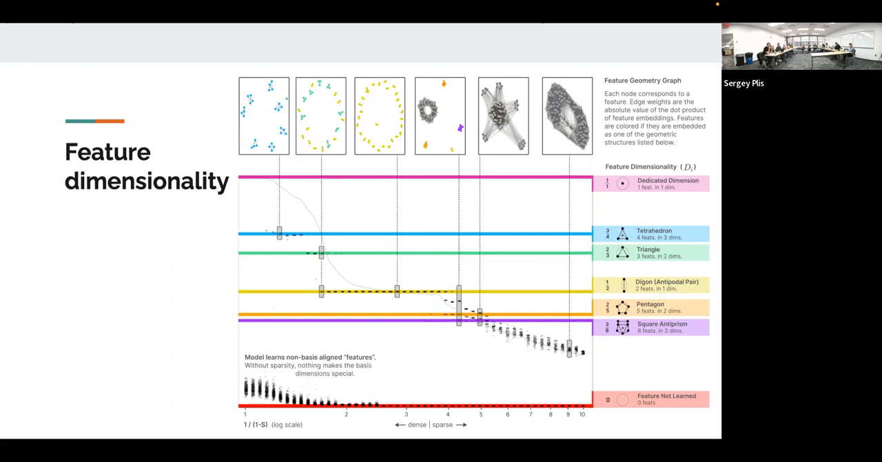That stays for a pretty long time as sparsity increases, but then we get to a pentagon, a square antiprism, and at some point it's going to be features not learned, which is 0 dimension. And the way you can think of this is like 1/1, and then 3/4, 2/3, 1/2, 2/5, 3/8, etc., until it's 0, which means that it's not represented.